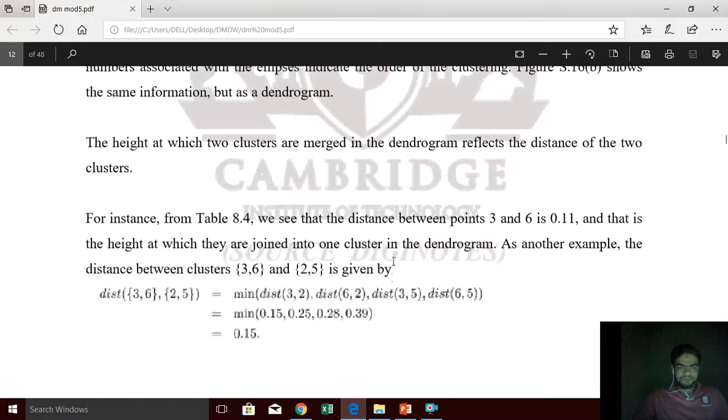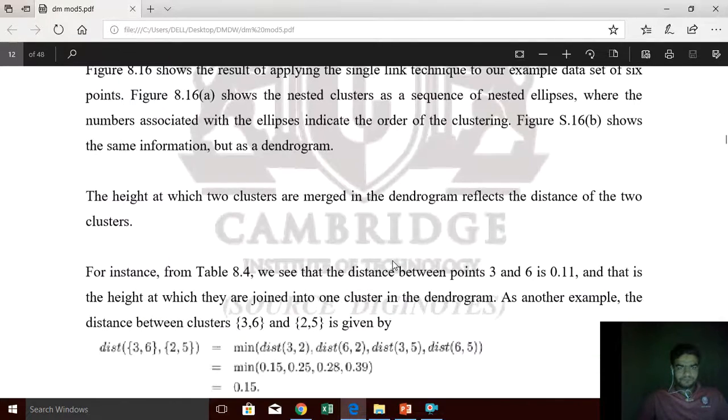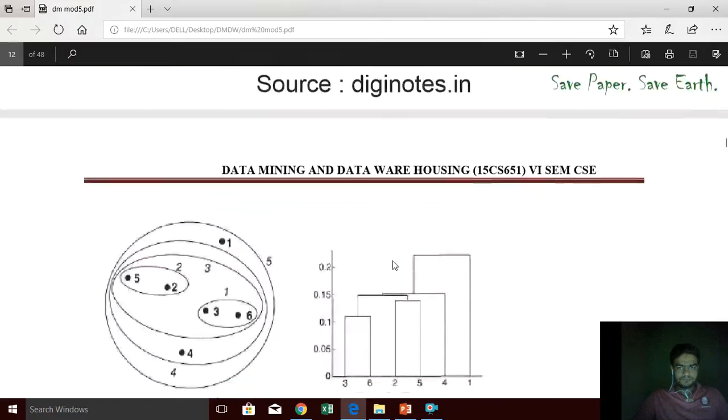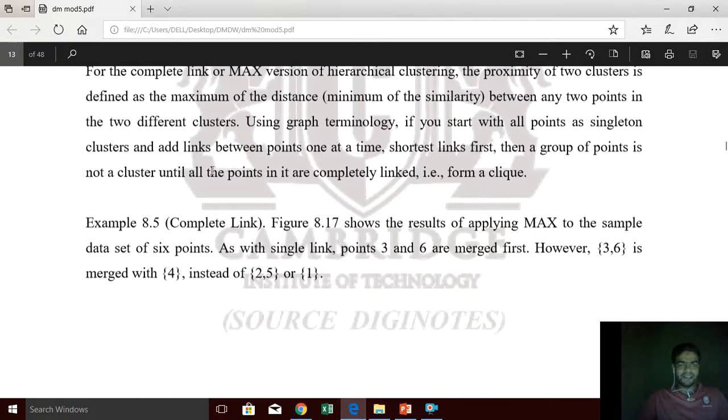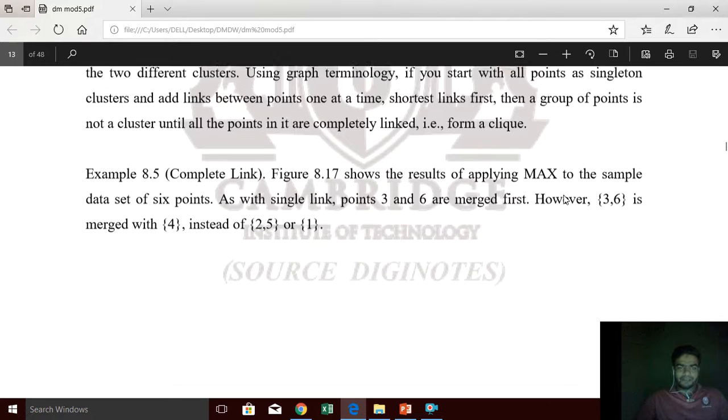Minimum similarity between any 2 points in the two different clusters. Using graph terminology, if you start with all the points as singleton clusters and add links between the points one at a time, shortest links first, then a group of points is not a cluster until all the points in it are completely linked. That is, it forms a clique.